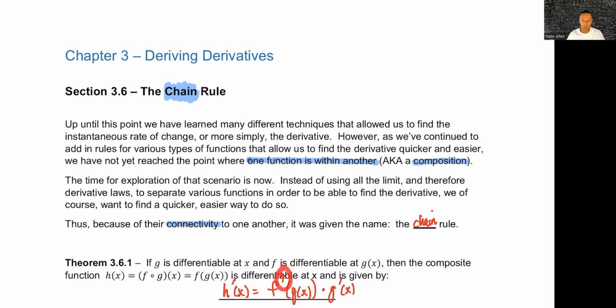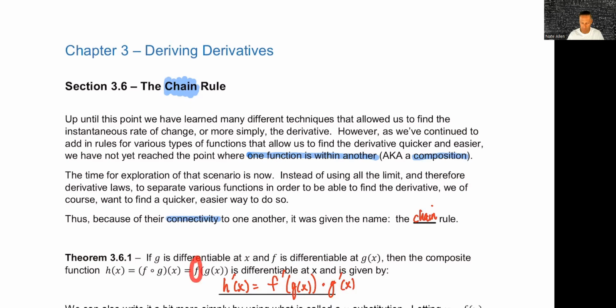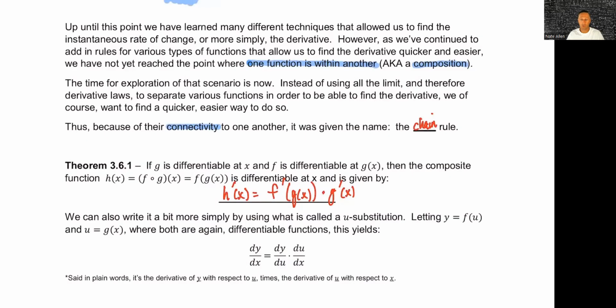The derivative of the outside function without touching the inside function, we're only doing one derivative at a time, and then multiplied by the inside function's derivative. So yes, we will have to take the derivative of each of these two functions, but we will only do one at a time, starting on the outside and working our way in. We can also write this a little bit more simply.